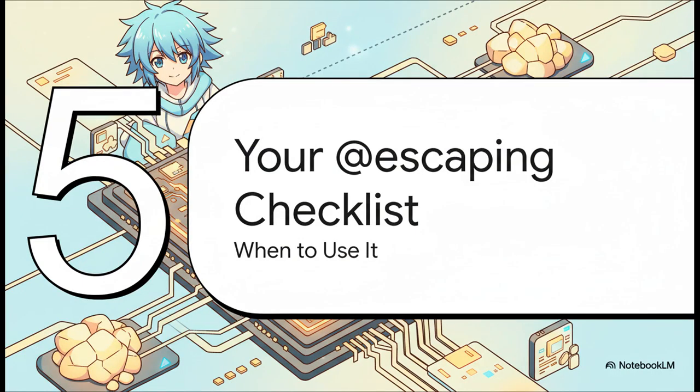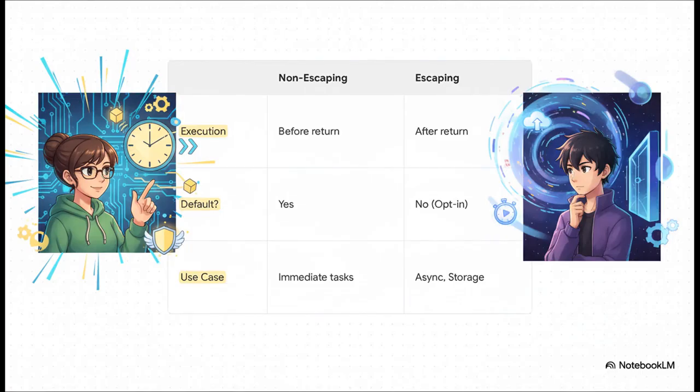Okay, so we've covered a lot. The why, the how. Let's pull it all together with a super simple checklist that you can use in your own code. Let's just look at this side by side. It really makes it clear. Your non-escaping closure, that's the default. It runs right away, inside the function, perfect for simple synchronous stuff. And then you've got escaping. This is for later. The code runs after the function is gone, and it's absolutely essential for anything asynchronous or when you need to store that code.